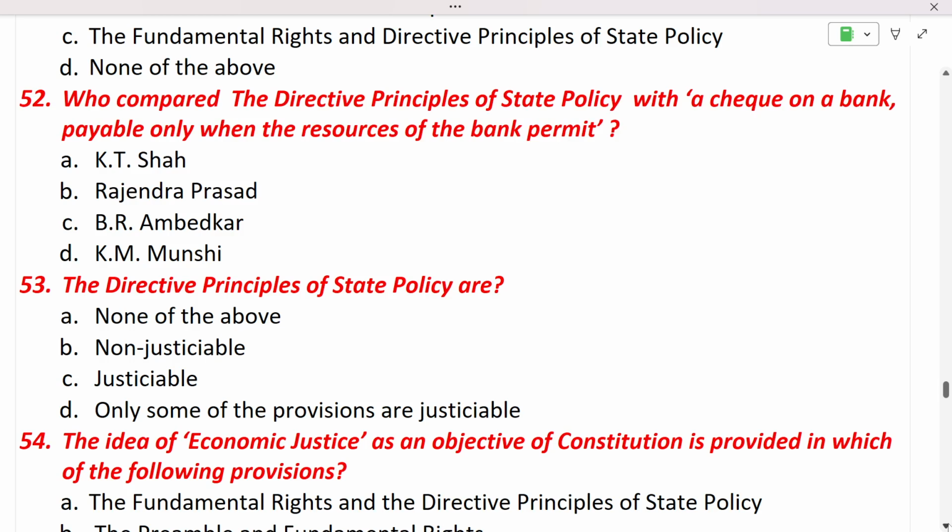Question number 52. Who compared the directive principles of state policy with a checkbook on a bank payable only when the resources of the bank permit? Option A, K.T. Shah. Option B, Rajendra Prasad. Option C, B.R. Ambedkar. Option D, K.M. Munshi. So the answer is A.